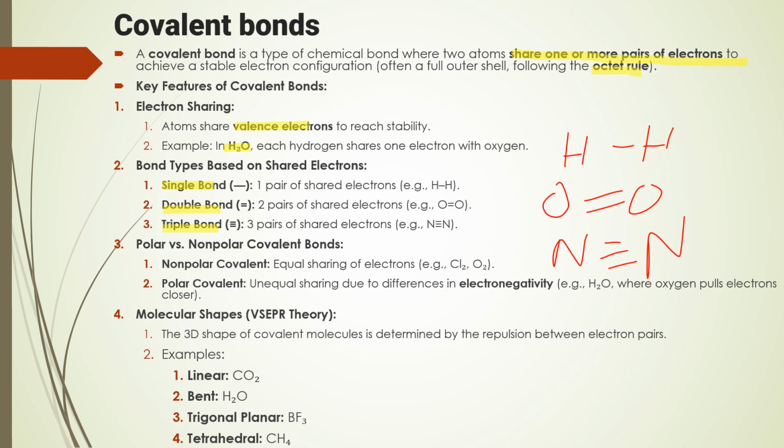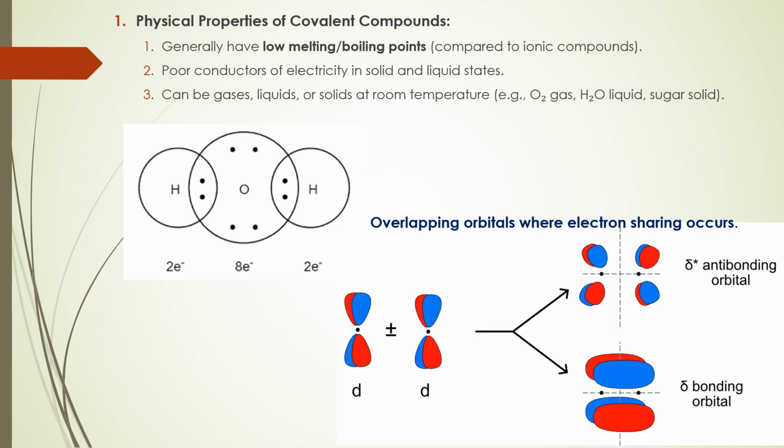Polar versus non-polar. Non-polar means equal sharing of electrons, for example Cl2, where they share the electron equally, while polar has unequal sharing of electrons due to difference in electronegativity. For example, H2O, where oxygen pulls the electron closer. Molecular shapes: the 3D structure of covalent molecules is determined by the repulsion between electron pairs. For example, carbon dioxide is linear, H2O is bent, BH3 is trigonal planar, and CH4 is tetrahedral.